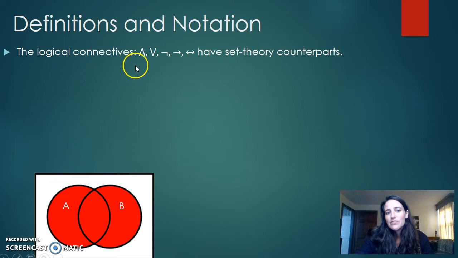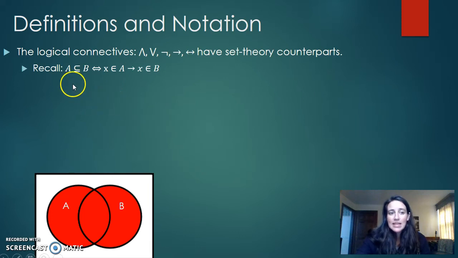The logical connectives and, or, the negation symbol, if then, if and only if, each of those logical connectives has a set theory counterpart. So recall from the previous slide, to say A is a subset of B is logically equivalent to this implication: if X is in A, then X is in B.